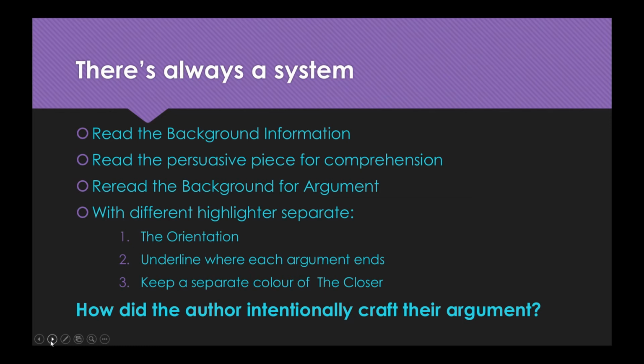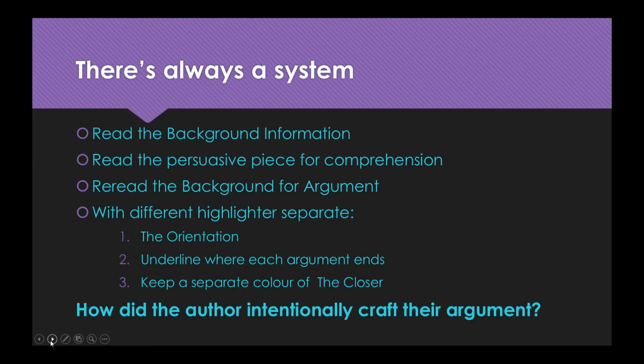Now, after you've read the background information, read the persuasive piece or pieces and read for comprehension. It is really important that you take a big step backwards first and look at the entirety of the piece before you start picking it apart. Otherwise, you might find that you pick apart persuasive elements within every sentence. Then you're going to read the persuasive piece for comprehension. It's really important to take a big step backwards and look at the entirety of the piece.